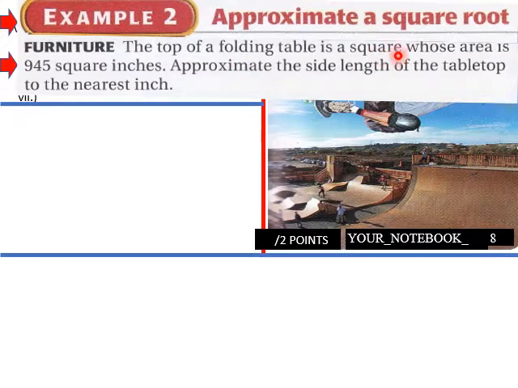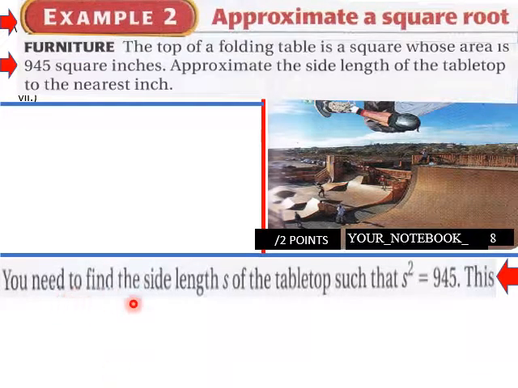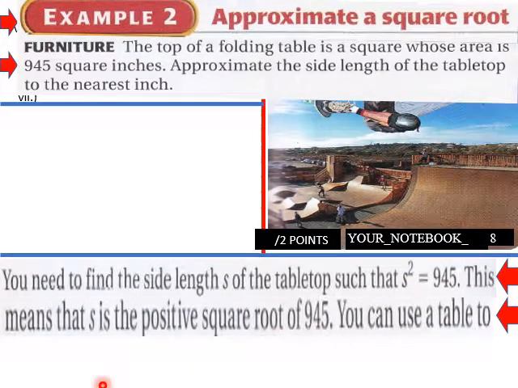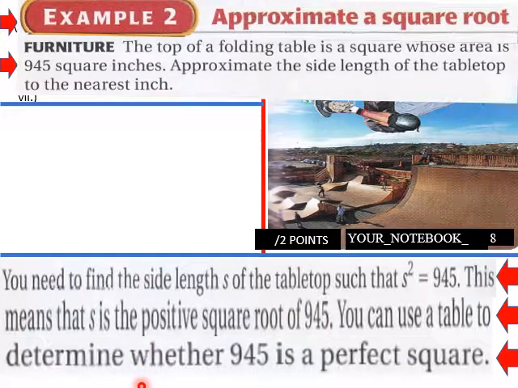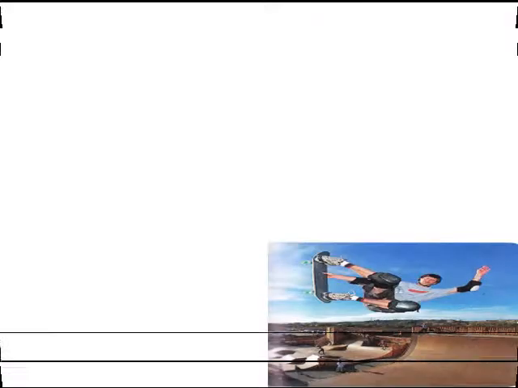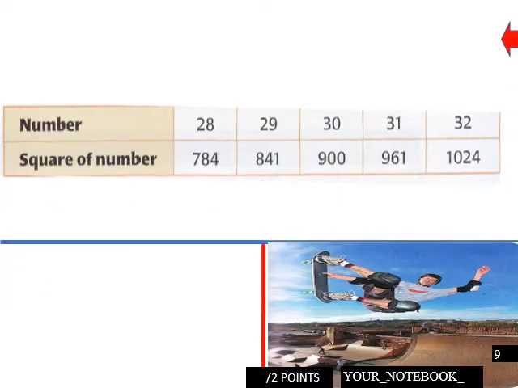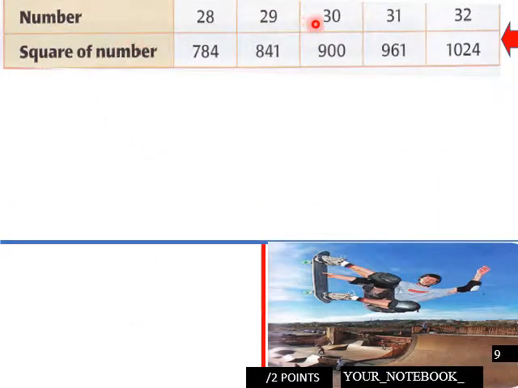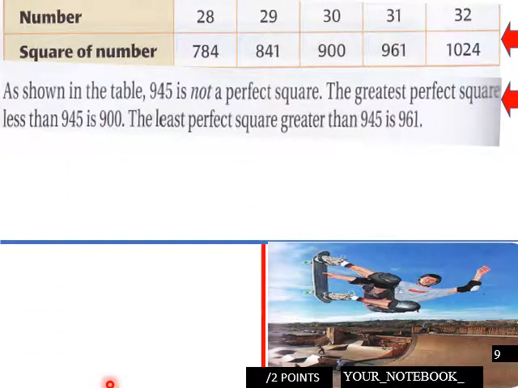The top of a folding table is a square whose area is 945. Approximate the side length of the tabletop to the nearest inch. You need to find the side length of the tabletop such that s squared equals 945. This means that s is a positive square root of 945. You can use a table to determine whether 945 is a perfect square. Here is a table, the square of a number. As shown, 945 is not a perfect square.